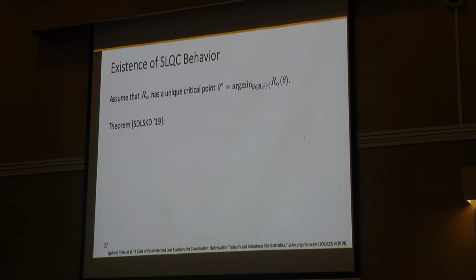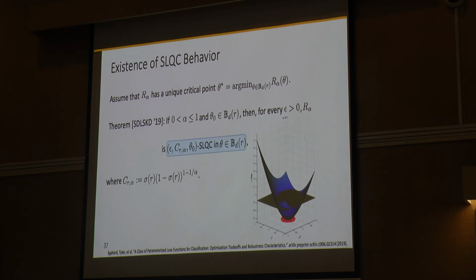All right, so here's our first theorem. We're making an assumption that our expected loss has some critical point. That's not a hard assumption to make. If this wasn't true, you couldn't do anything with loss functions. In the regime where alpha is between 0 and 1, we're SLQC with the following parameters. You give me an epsilon, and there's a theta naught, which is my minima. I have this parameter CR alpha, which is the Lipschitz coefficient of this expected loss with respect to the theta parameters. Okay?